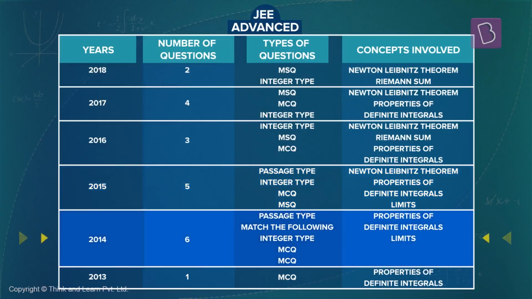2014 was also a year which saw four questions from definite integrals. In fact, there would have been six questions in total, because there was a passage which had two questions, based on limits and also on properties of definite integrals. Then there was a match the following type question, out of which two were definite integral types. There was an integer type question, which was a very simple definite integral question. And finally, a single correct answer question based on properties. Again, a year where a lot of questions came from definite integrals.